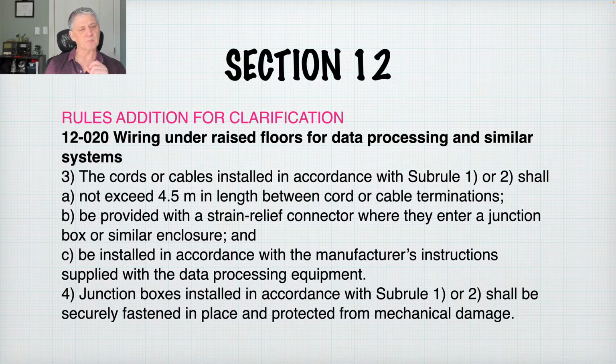Subrule 4, junction boxes installed in accordance with subrule 2 or 3 shall be securely fastened in place and protected from mechanical damage. Often junction boxes in computer room floors are not secured. They're often just laid there, so this is actually telling you it has to be secured in place.